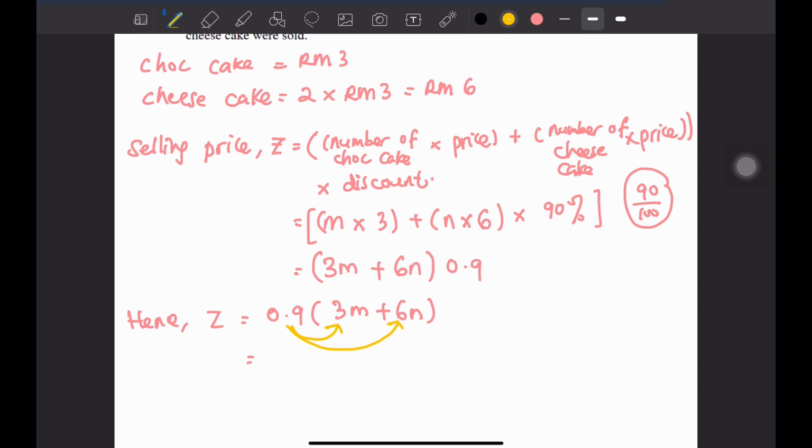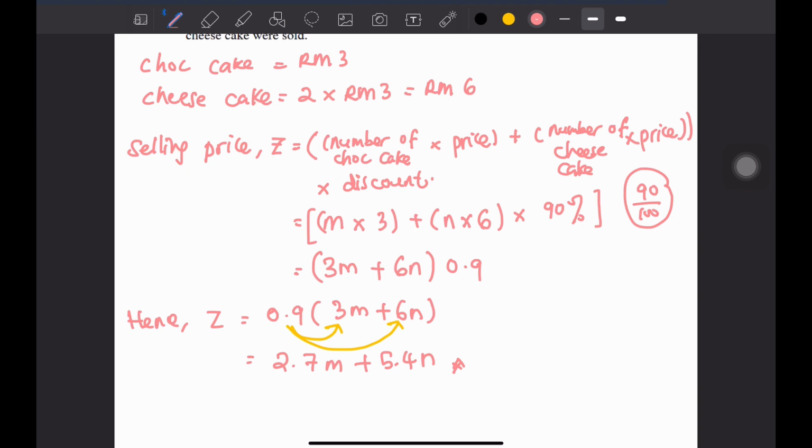Okay, so press your calculator. 0.9 times 3, you will get 2.7M plus 0.9 times 6 is 5.4N. So this is the algebraic formula for the selling price of the cake.